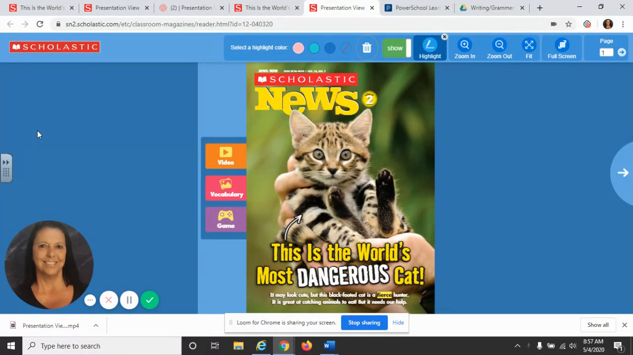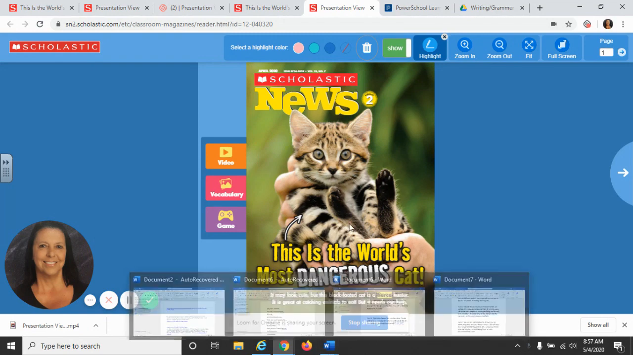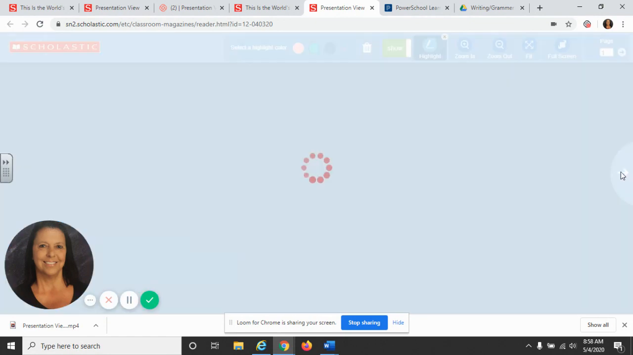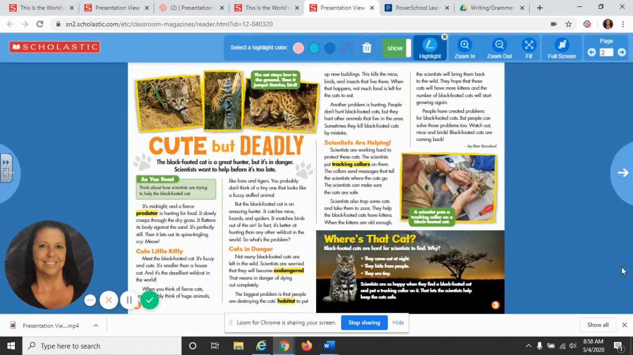Now, this is another one of those Scholastic News where you can choose to write two different informational pieces. The first informational piece that you could write is simply telling about the world's most dangerous cat, just giving some facts about it, and not really touching the piece of it being an endangered cat. If you want to write about it being an endangered cat, then you would write a different topic sentence. So let's get started, and I'm going to show you the two different ways that you could have written about this particular piece. I'm going to go into the middle where most of the information is.